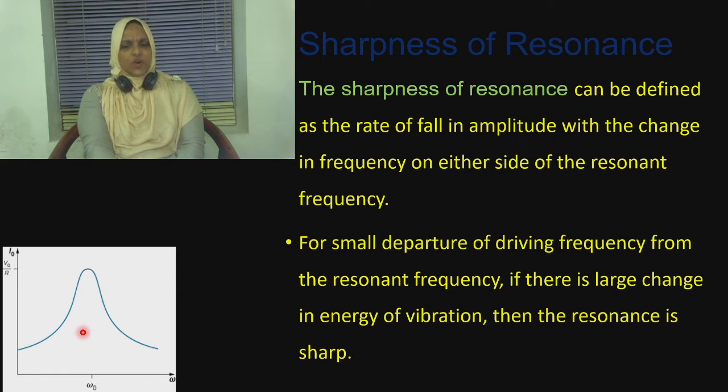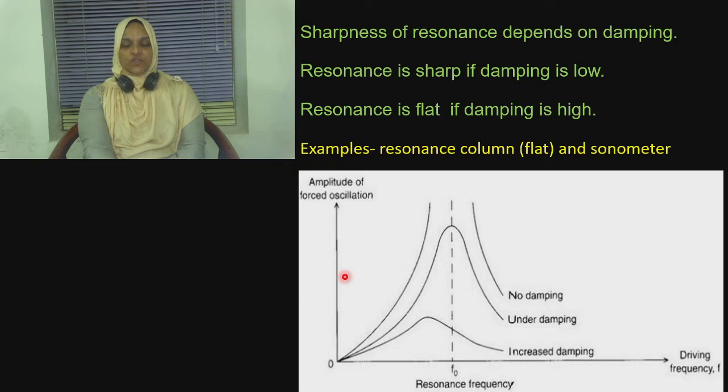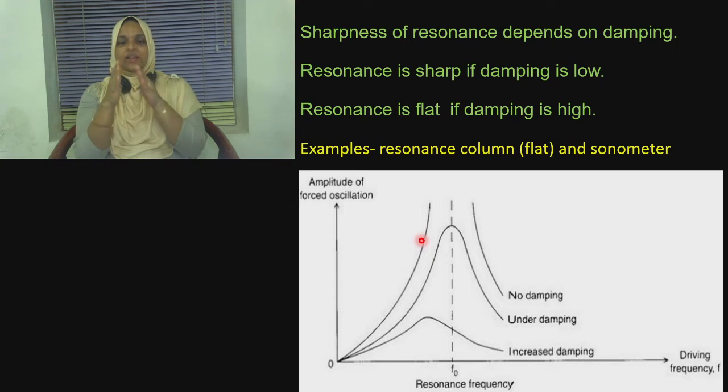If for a small departure of driving frequency from the resonant frequency there is a large change in amplitude, or a large change in energy of vibration, then the resonance is said to be sharp. The resonance is said to be sharp when there is a deep fall in amplitude when the driving frequency departs from the natural frequency of the oscillator.